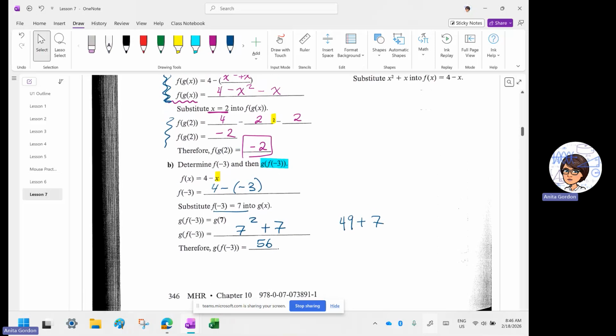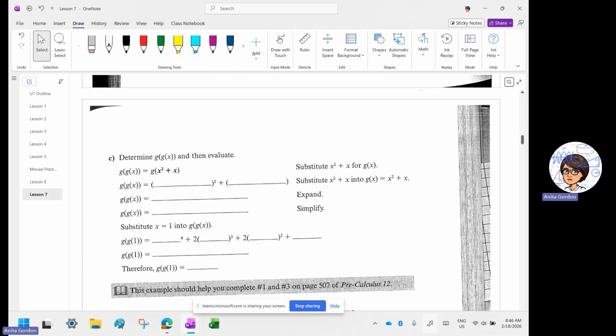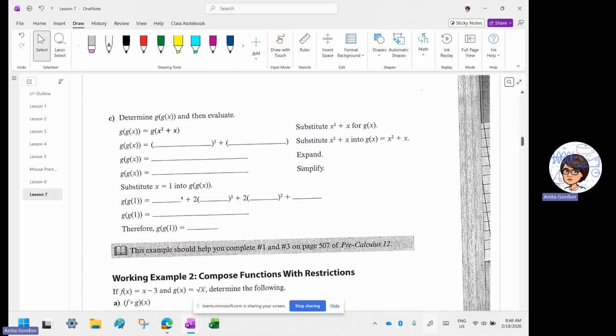Okay, so this method used one substitution then the other. So we did the inside function, then we did the outside function. Determine and evaluate g of g of x means we're putting the g function into itself. So we're taking g, and instead of x, we're substituting the entire function again. So this is going to be x squared plus x, all squared, plus x squared plus x. And this is going to get yucky.